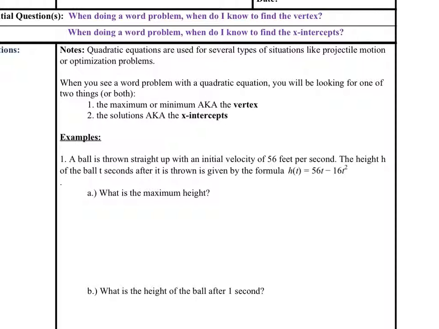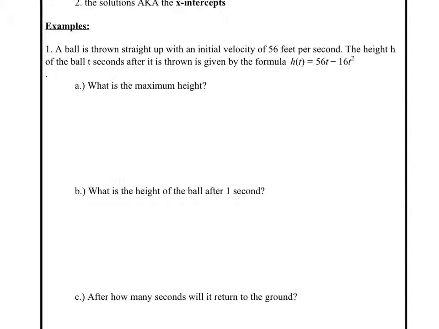When you see a word problem with a quadratic equation, you'll be looking for one of two things, or maybe even both. You'll be looking for the maximum or the minimum, which, as you know, is the vertex. You'll also be looking for the solutions, which are also known as the x-intercepts. We have found these things before. Okay, we're going on the first one.